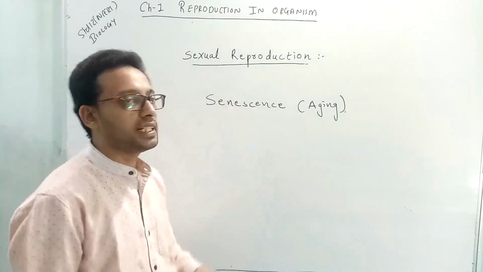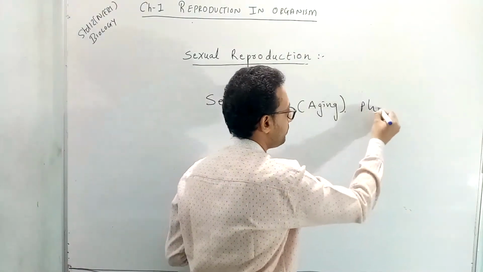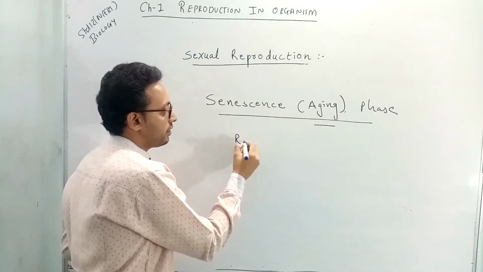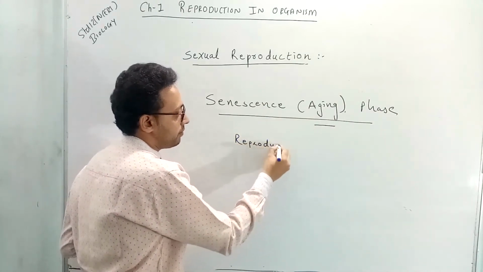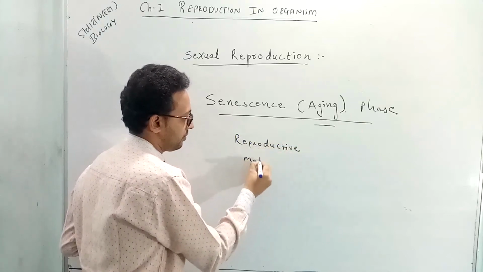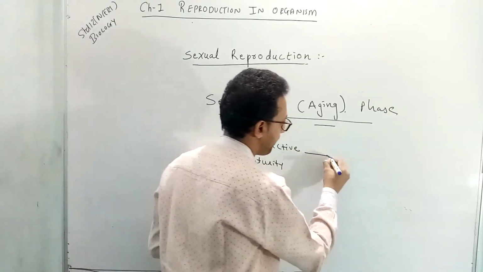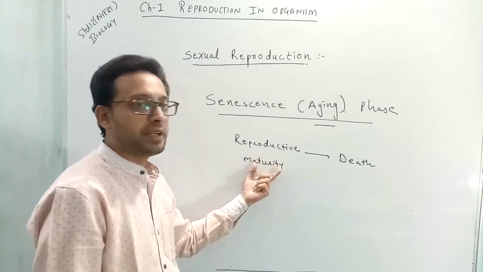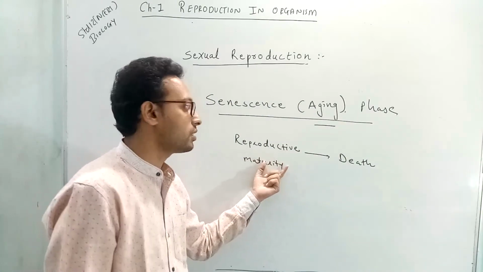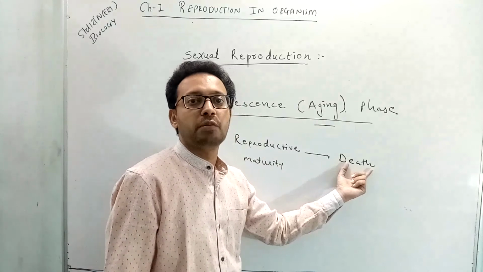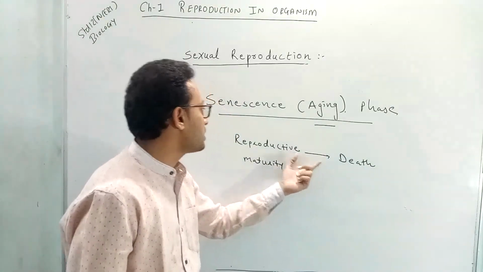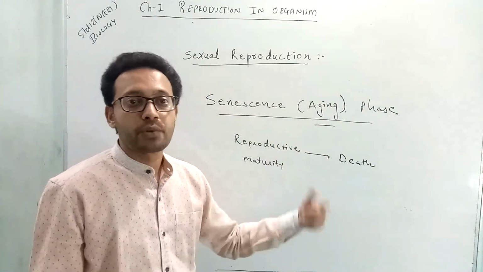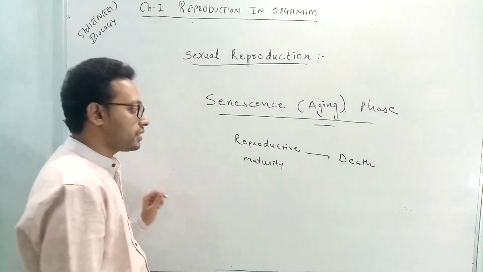So how would you define this senescence phase or the aging phase? The senescence phase is a time period between reproductive maturity and death of an organism. Clear? This is a time period. Reproductive maturity means the reproductive maturity has finished, and now they are about to die in a certain time period. So the time period between this is called the senescence phase. During this time, they lose their capacity to reproduce. And this is called senescence and the aging phase.